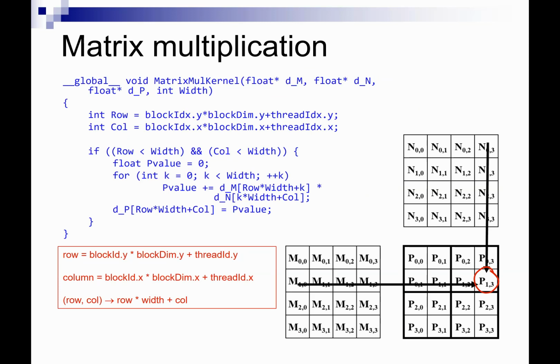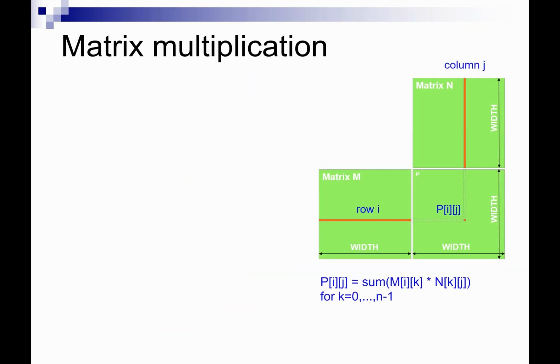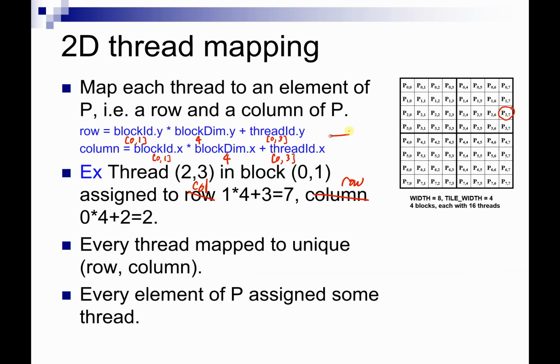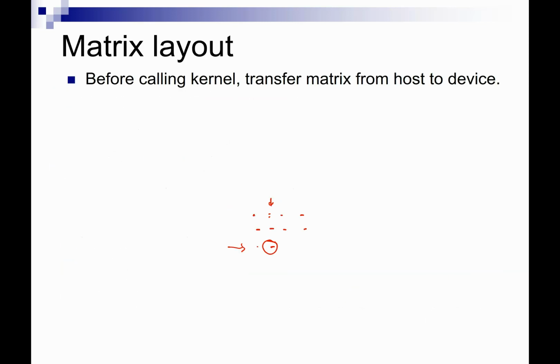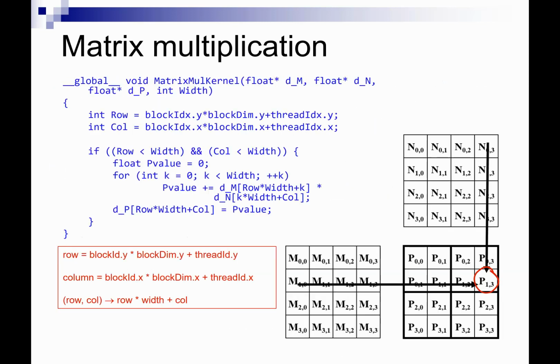That's given by this formula over here. So again, this formula has these two features, right? This ensures that we compute the correct output. And then once you figure out the row and the column, we need to check that this is not out of bounds.